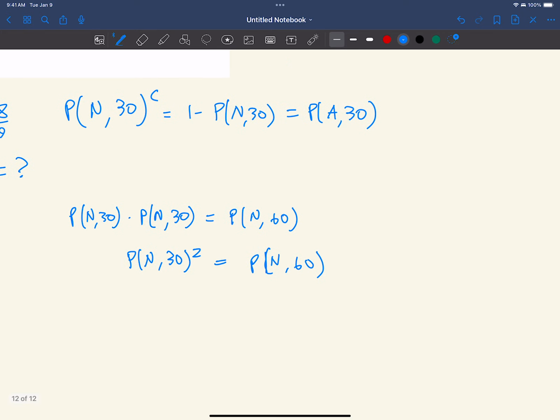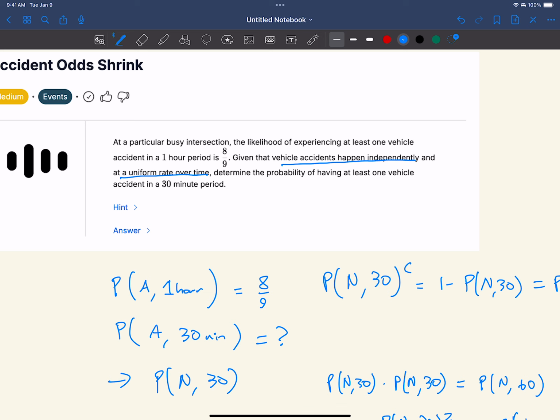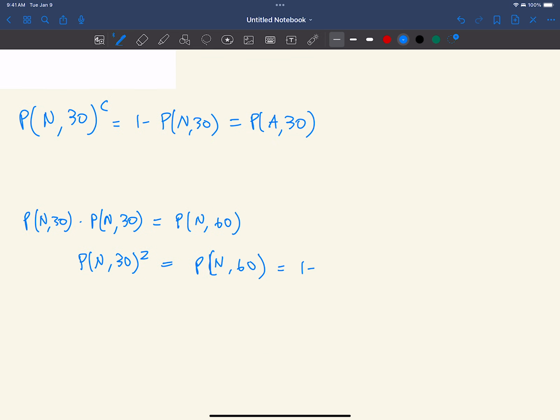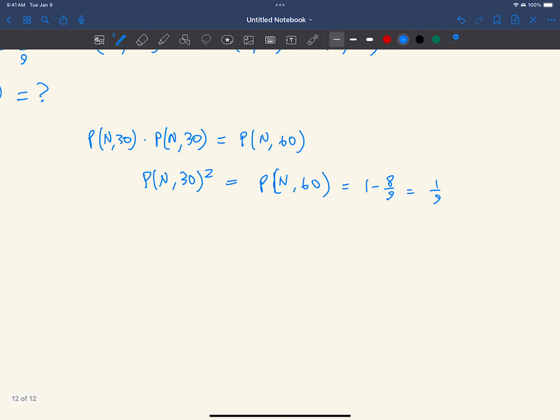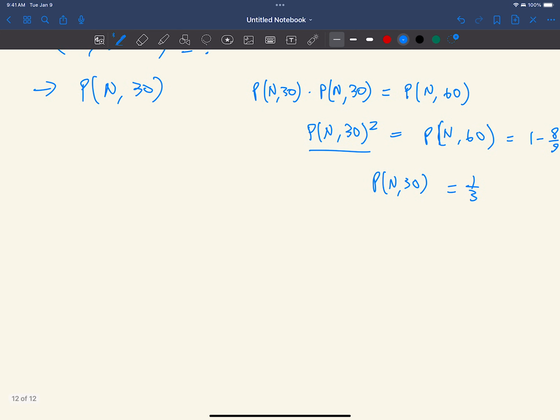And we know the probability of not having an accident over 60 minutes. It's just 1 minus 8/9. All right, so if we solve this for the probability of no accidents in 30 minutes, we get 1/3. And so we're almost done.